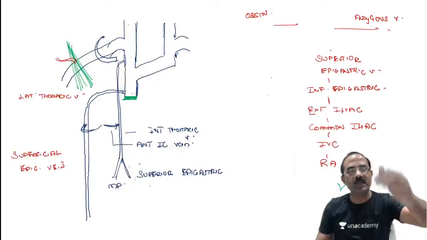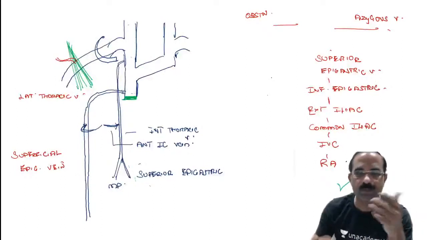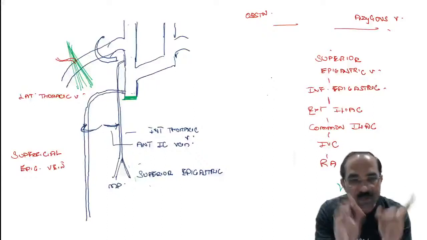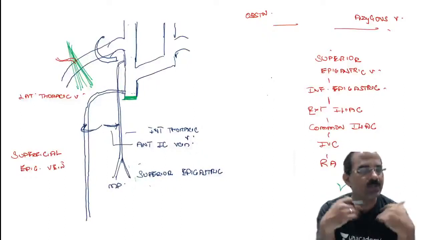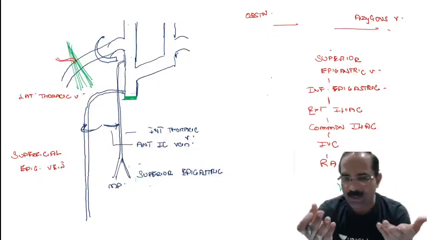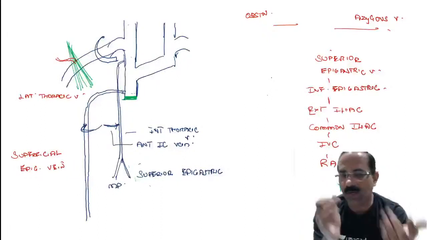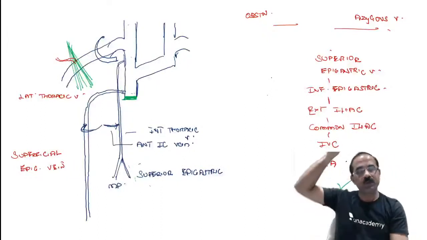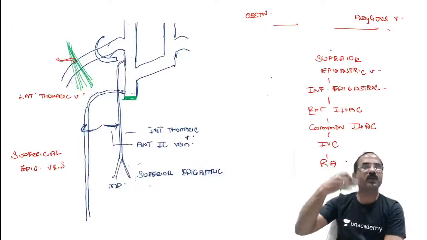The superficial epigastric vein drains into great saphenous. The great saphenous drains into femoral, then external iliac, common iliac, IVC, right atrium. That's how the blood goes from the lower limb into the right atrium.